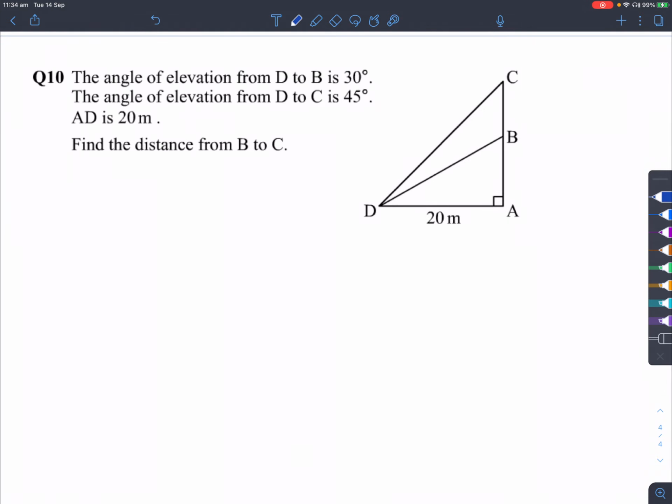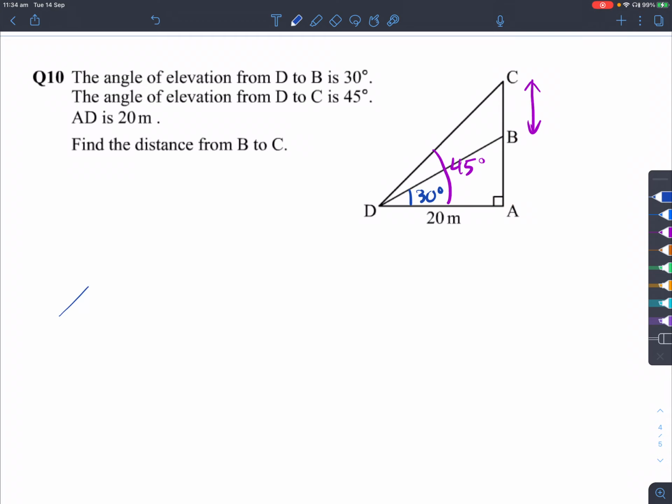The angle of elevation from D to B is 30 degrees. Okay, so from D to B, this angle is 30 degrees. And the angle of elevation from D to C, so from D to C, this elevation, is going to be 45 degrees. AD is 20 meters, which is down here. We want to find the distance of B to C, so this edge here. Now BC, this edge here, is the same thing as CA minus BA. We're going to try and find those two.